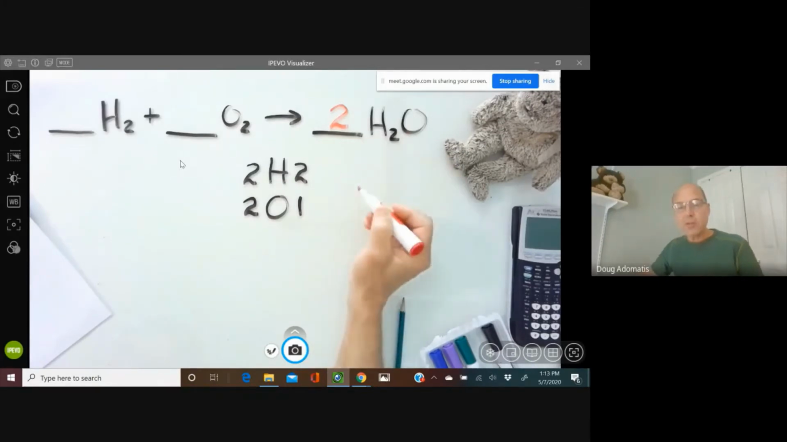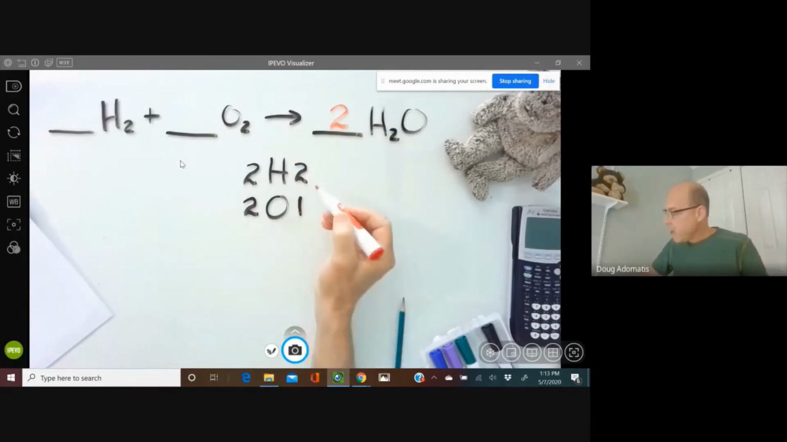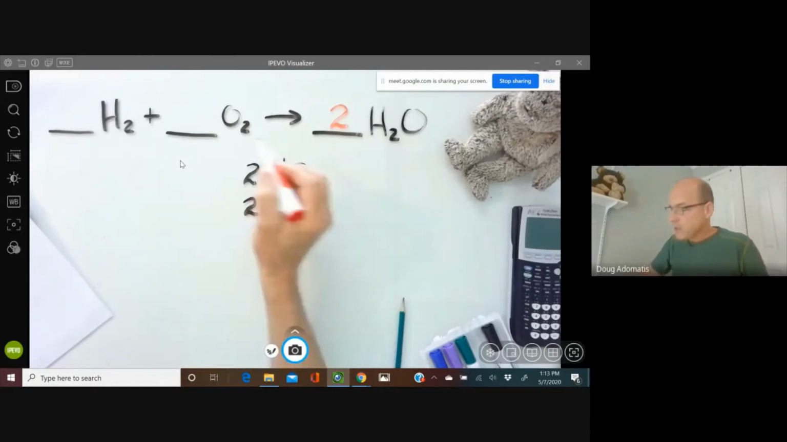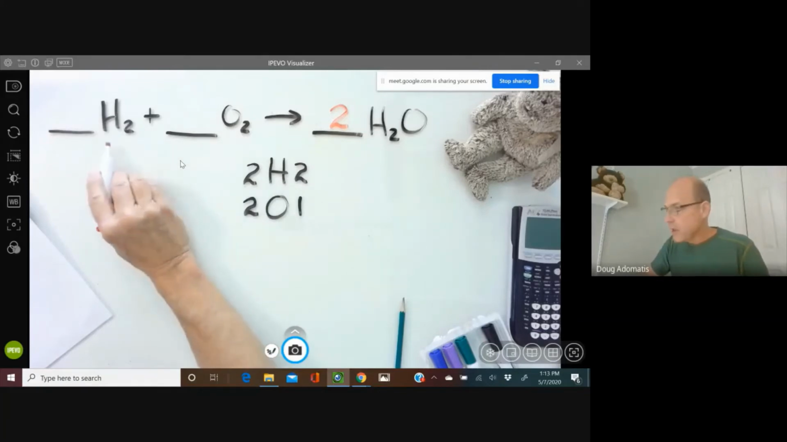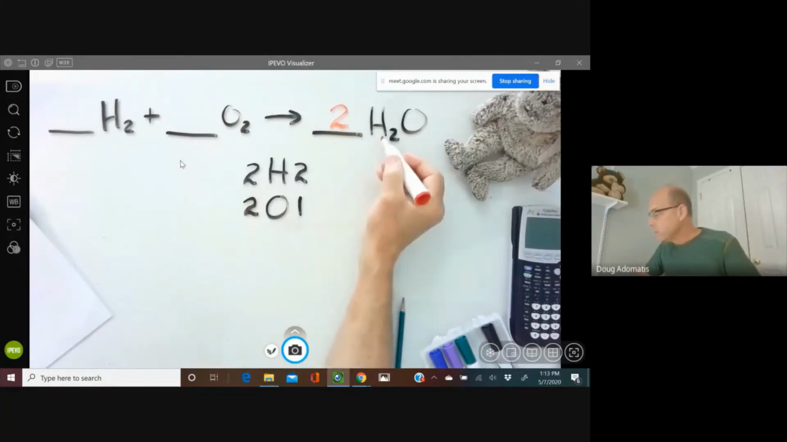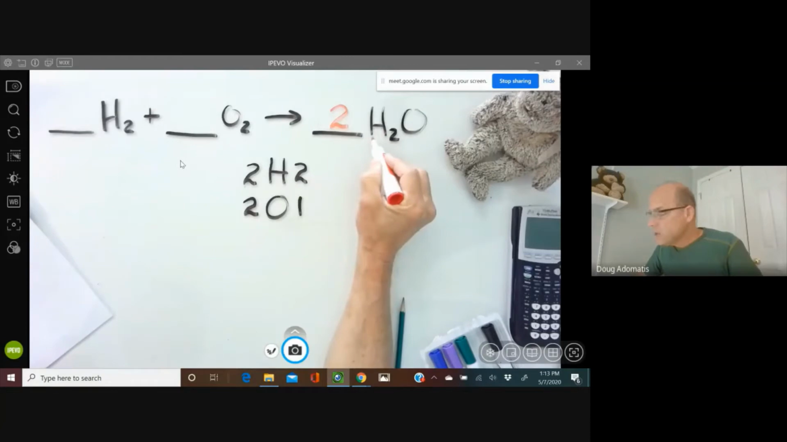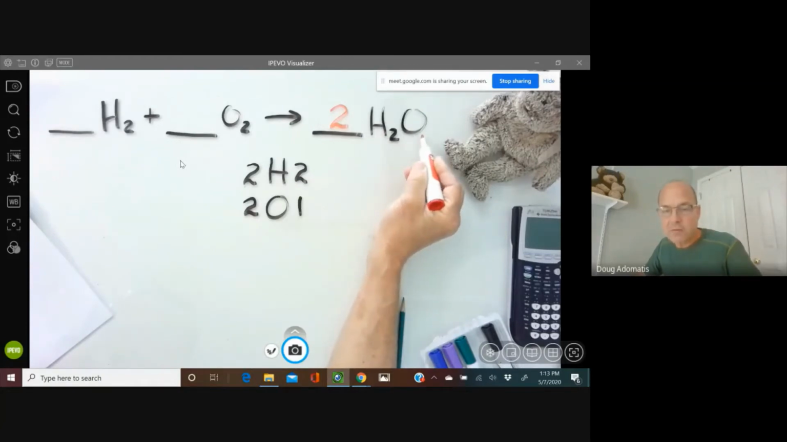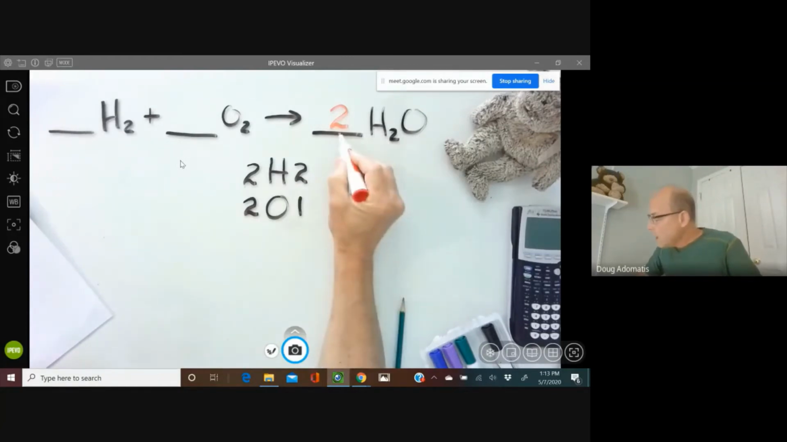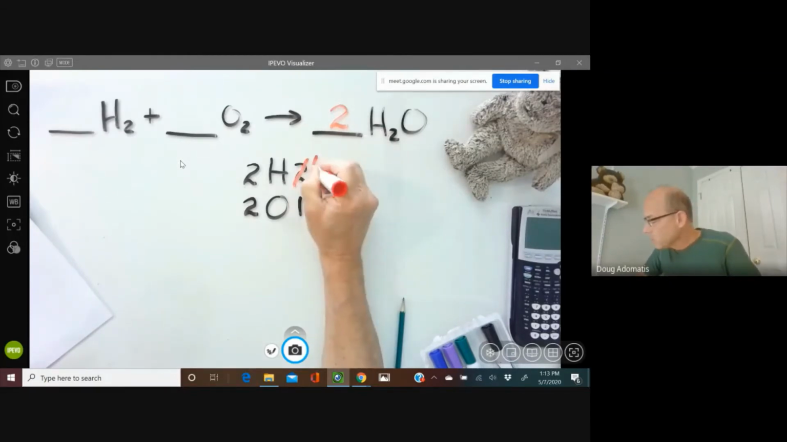So now I start the process over again. After I've added the coefficients, I'm going to start my process again. How many hydrogens do I have on this side? Well, I haven't changed this side, so there's still 2. How many hydrogens on this side? Remember that this 2 coefficient multiplies everything in the term that follows. So it multiplies the 2 hydrogen that I have here by 2. 2 times 2 is now 4.